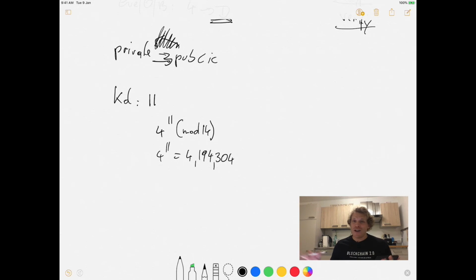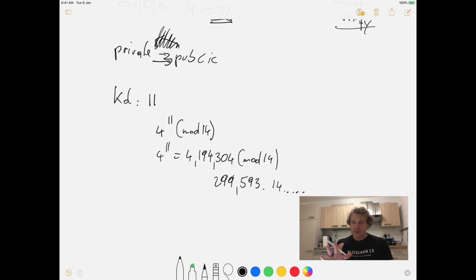Imagine once the numbers get larger, no one can do this anymore. So 4 to the power of 11 is this number, and now we need to do mod 14. First, we divide it by 14, and we get 299,593, and then there's a remainder after the decimal point. What we do now is we take this small number behind the period and multiply it times 14. This is going to give us the actual remainder.